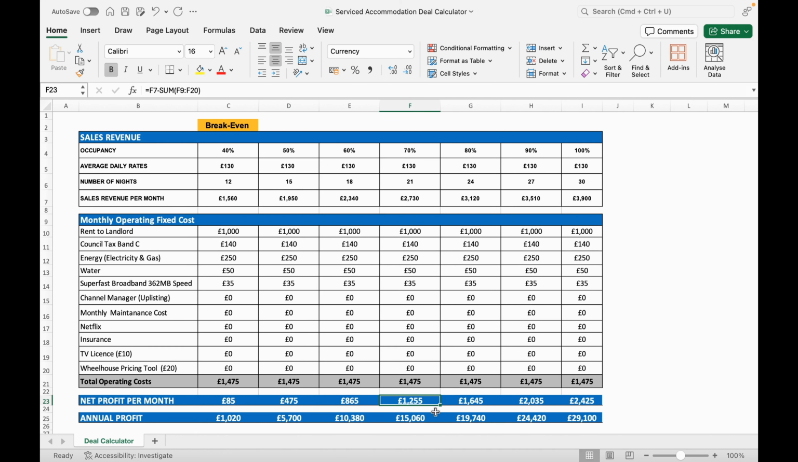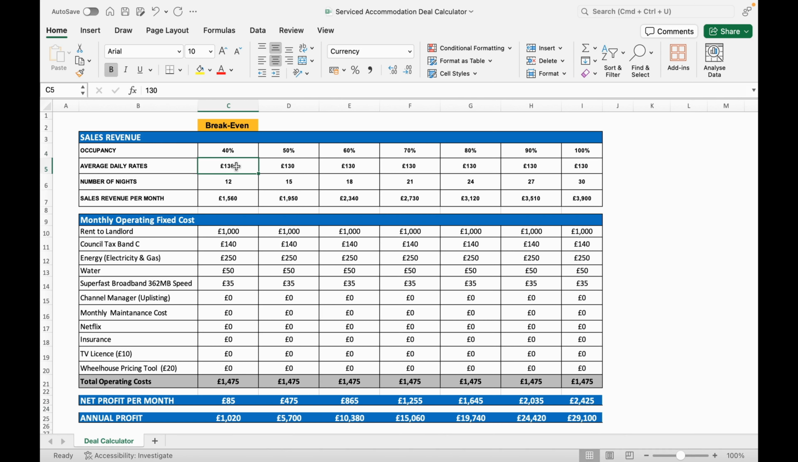It stays in your bank as profit. At 70%, you make 1,255,165. At 90%, 2,000, and at 100%, there's 2,425. By the way, these are very, very conservative numbers because this varies.